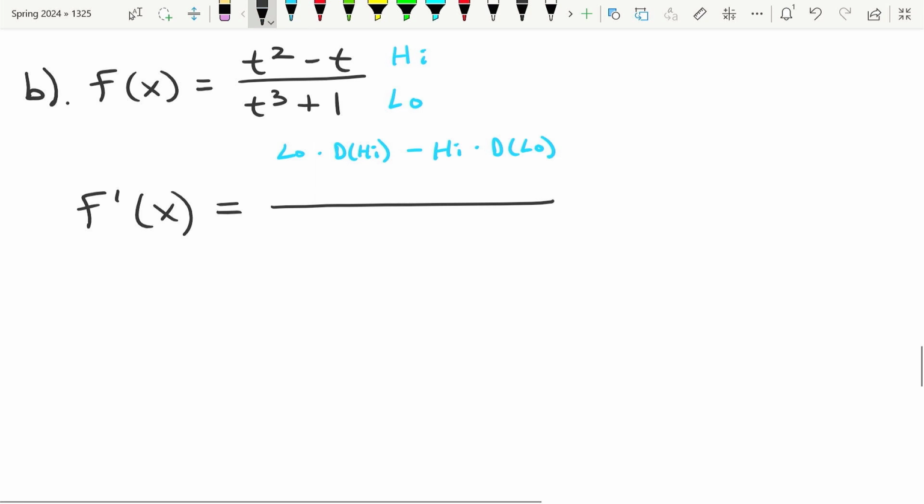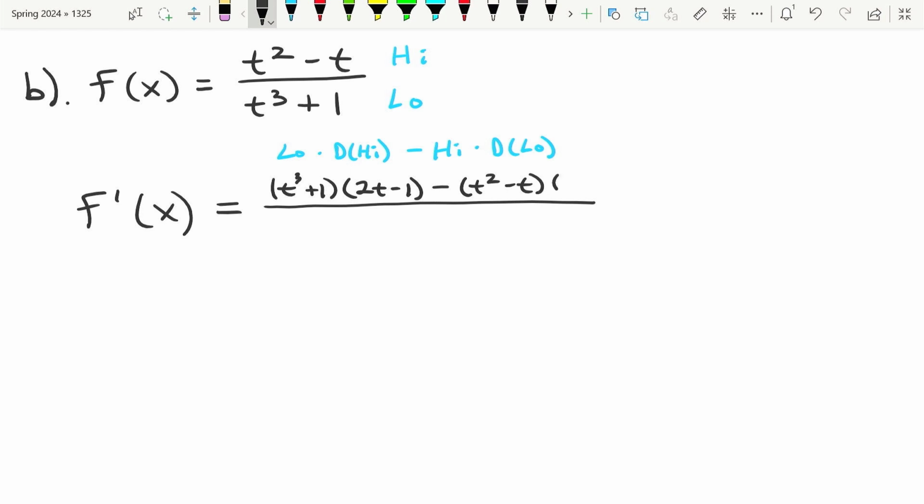So on top, we're going to go low, which is t to the third plus 1, times d high, derivative of what's on top, which is 2t minus 1, minus high, t squared minus t, times d low, 3t squared, all over the square of what's below, t to the third plus 1 in parentheses, all squared. Okay, there's a considerable amount of things to do here in order to simplify it, but it's not anything too crazy.